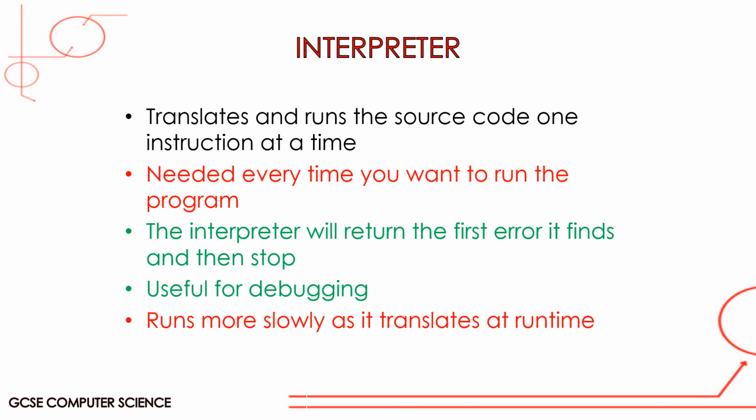An interpreter translates and runs the source code one instruction at a time. This is needed every time you want to run the program. It's usually used for web-based languages like JavaScript. The interpreter will stop at the first error it finds. This is really useful for debugging and finding errors. An interpreter runs more slowly as it translates at runtime. This means it translates as it is running.